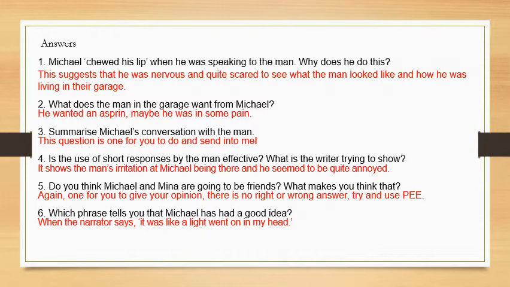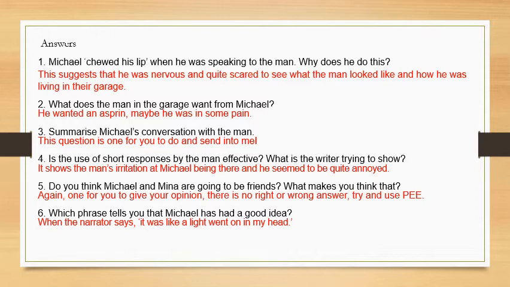Number 3, summarize Michael's conversation with the man. This is one for you to do and to send in to me. Number 4, is the use of short responses by the man effective? What is the writer trying to show? It shows the man's irritation at Michael being there, and actually he seemed quite annoyed that Michael was there. Number 5, do you think that Michael and Mina are going to be friends? Again, there's no right or wrong, so PEE and show me what you can do.